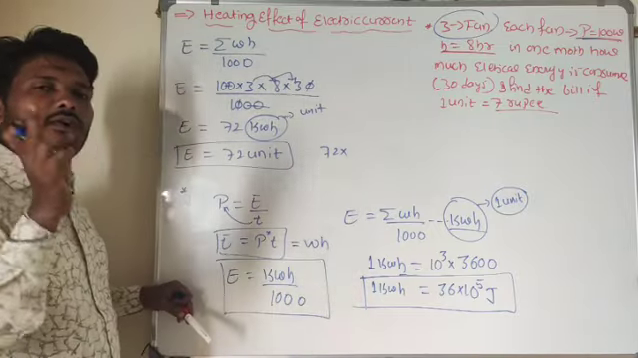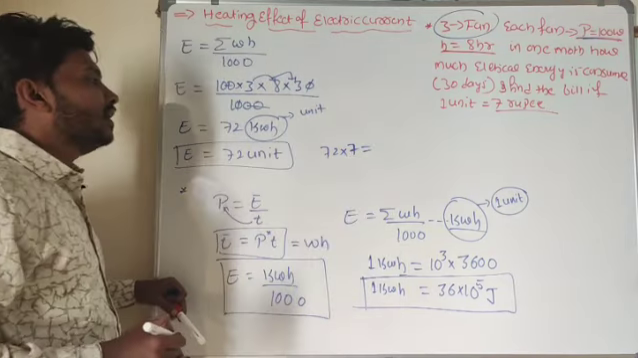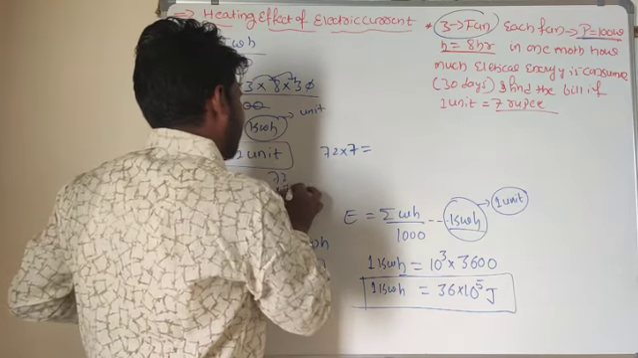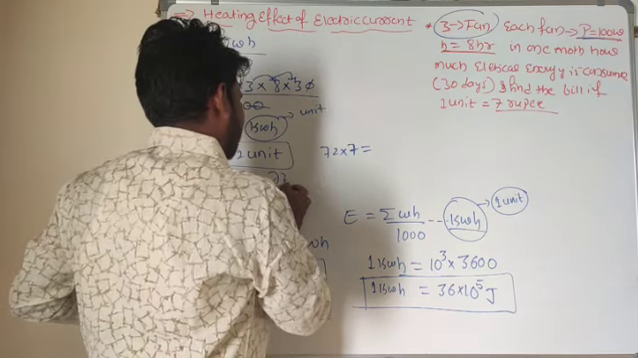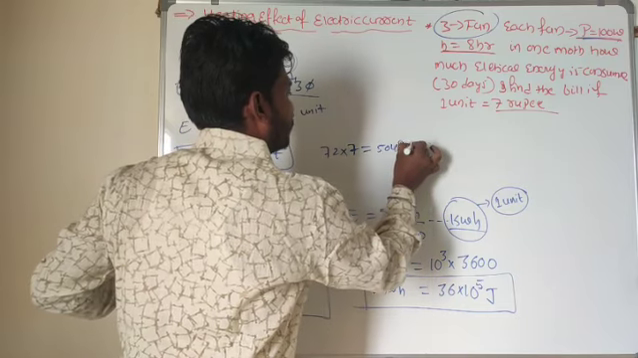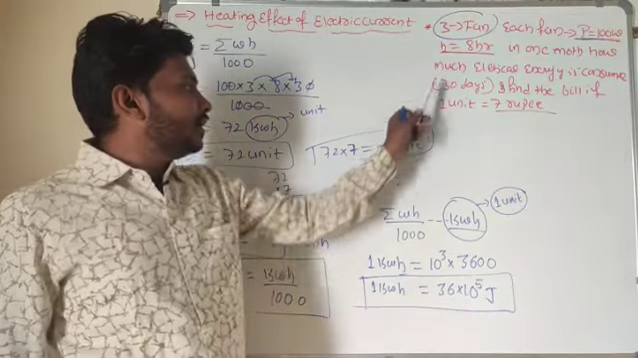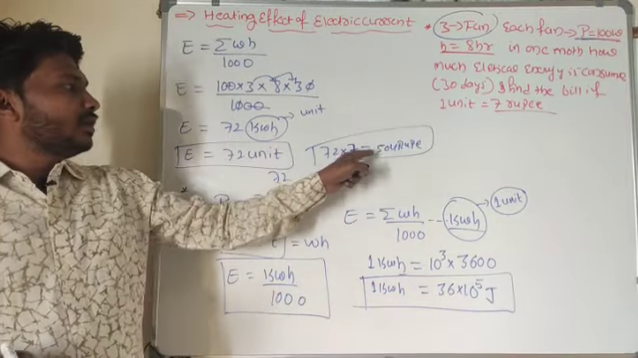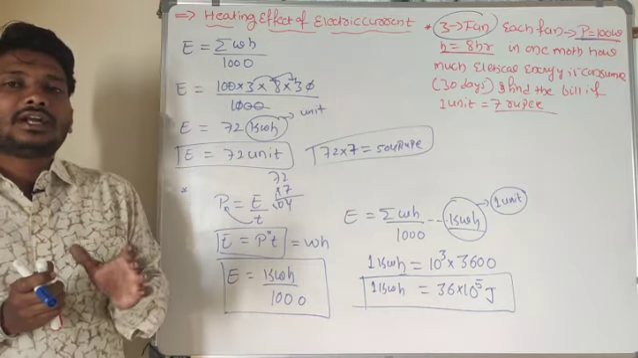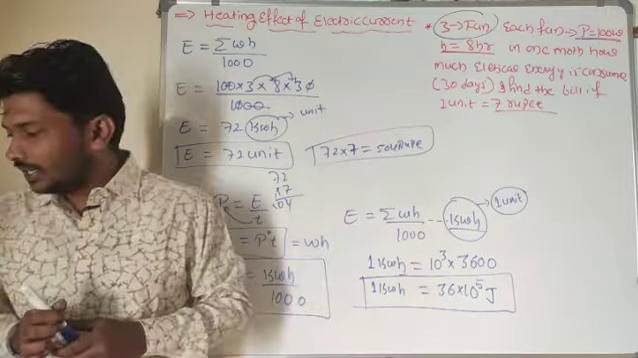Then how much bill will appear? For 1 unit, 7 rupees, so 72 into 7. What's the answer? 72 into 7 is 504 rupees. After 1 month I will get the bill as 504 rupees. So this is the way to calculate electrical energy consumption. Hope you are understanding these things.